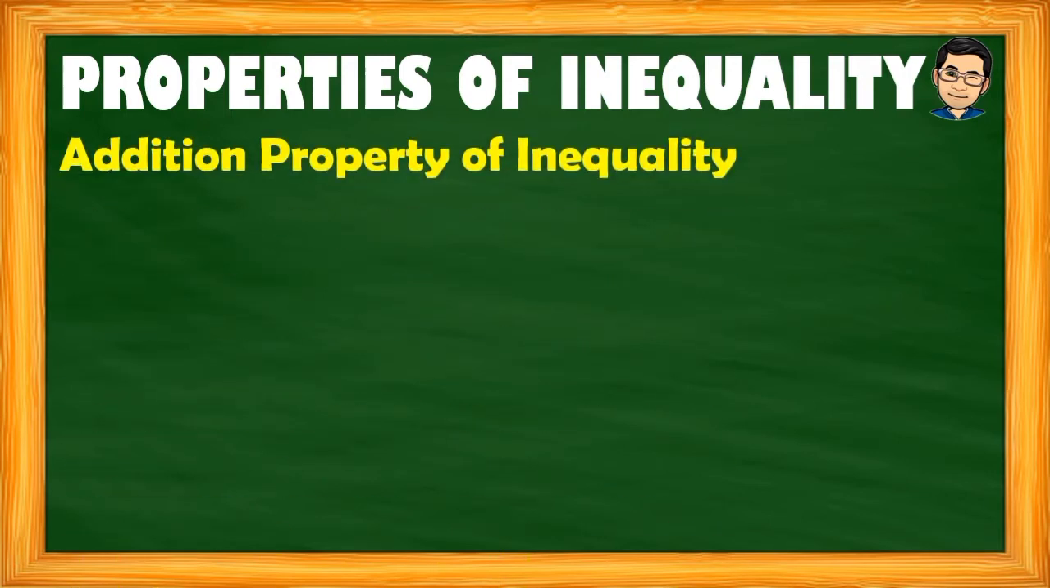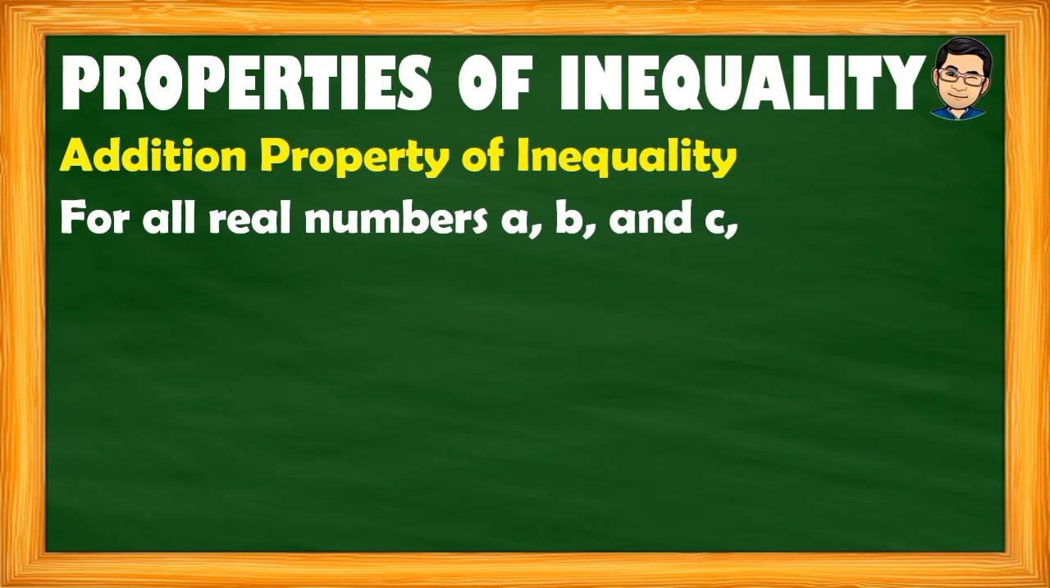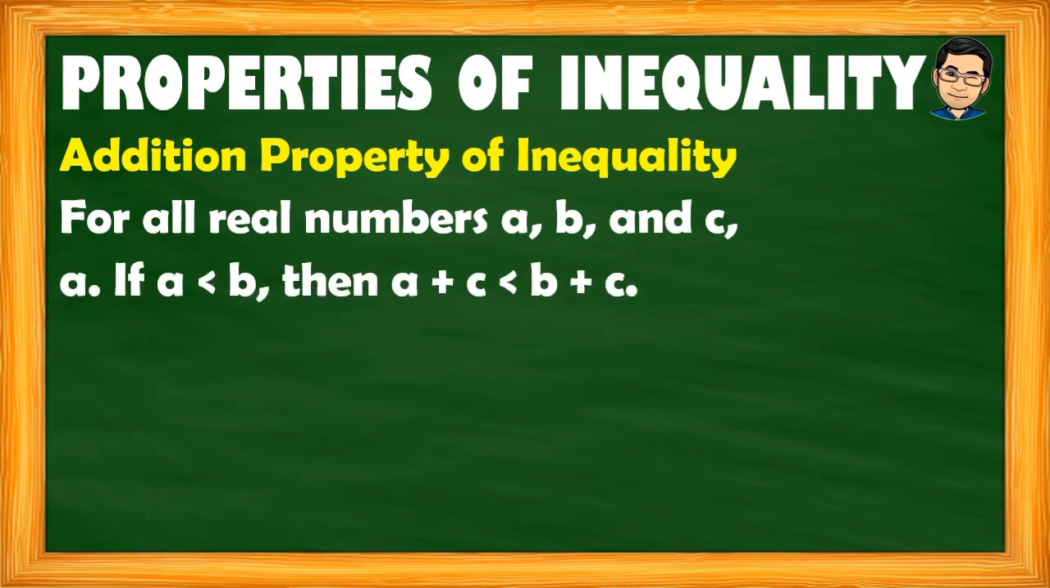So let's have addition property of inequality. So for all real numbers a, b, and c, if a is less than b, then a plus c is less than b plus c. Okay. So paliwanag natin yan. So dito pa lang sa una, a is less than b. Ibig sabihin ang value ng a ay mas mababa sa value ng b. So a is equal to 2. And then b is equal to 7. And then c is equal to 3.